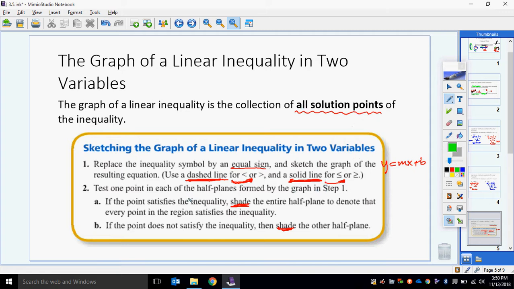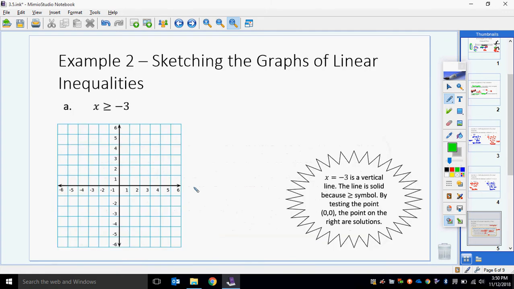Okay, here's what I'm talking about. This is a linear inequality: x is greater than or equal to -3. Now, I want to graph it. Typically we like to put things in slope-intercept form. But this doesn't have a y, does it? So it's a special type of graph, if you remember. If I replace the inequality symbol with an equal sign, this would say x equals -3.